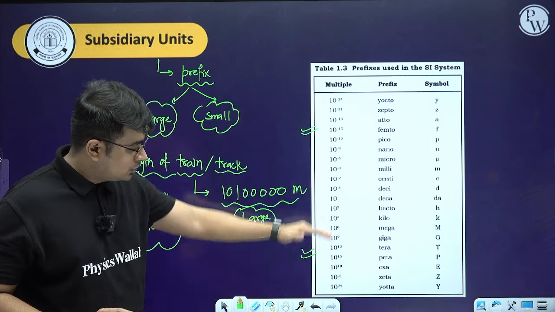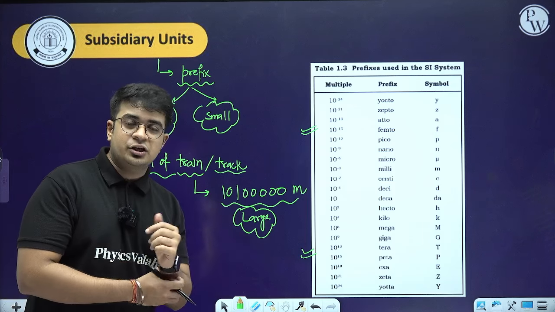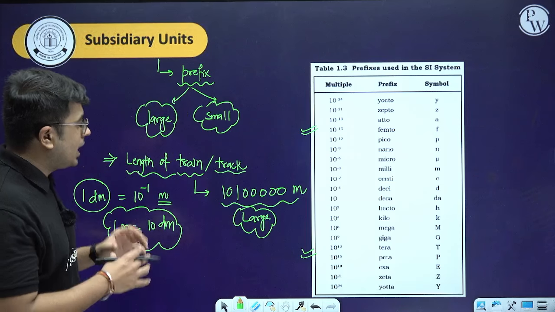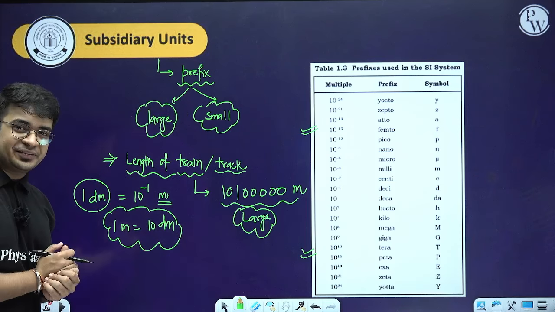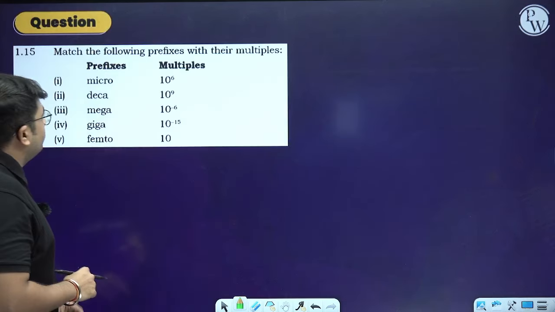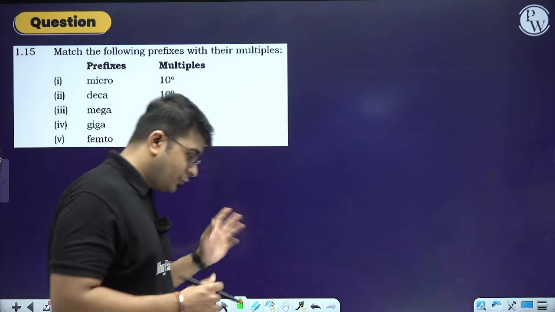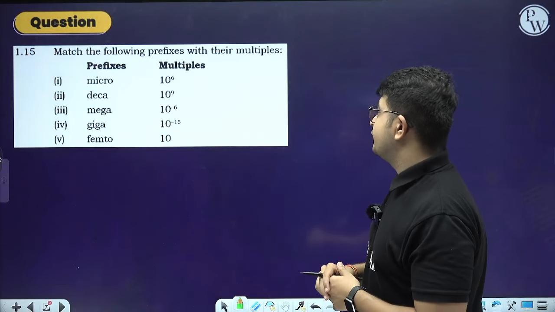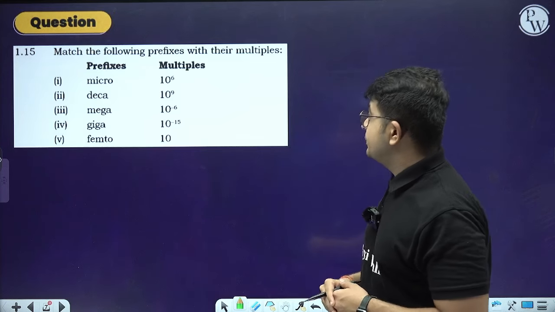So up to this part, it is very essential to know about these quantities because they are very often used in chemistry. I hope this entire part is clear to everyone. Now we have one question from NCERT itself. The question says: match the following prefixes with their multiples.